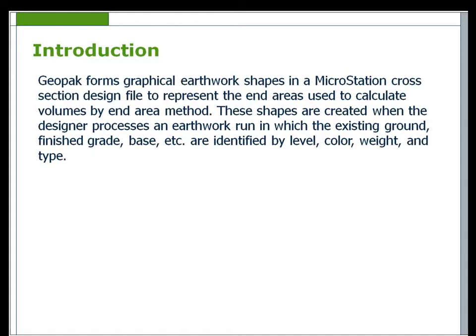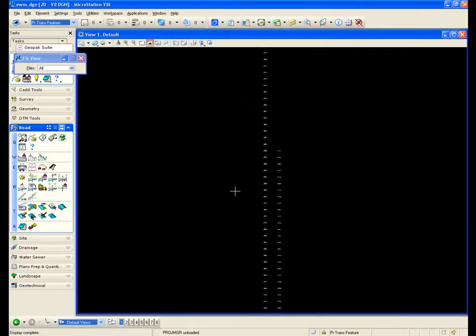We'll create end area shapes that are going to represent our existing ground, finished grade, our base, subgrade, things such as that, all of our design elements, and each one of these elements will be identified by a specific symbology. So let's go into a MicroStation file and see how this works.